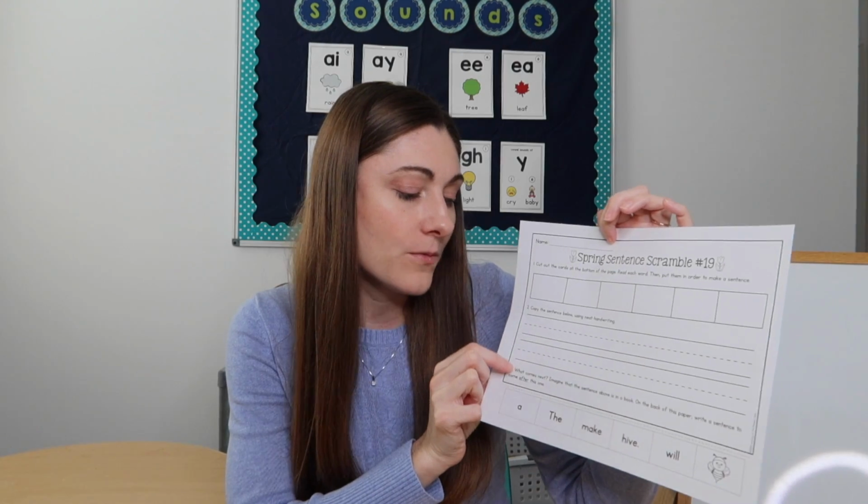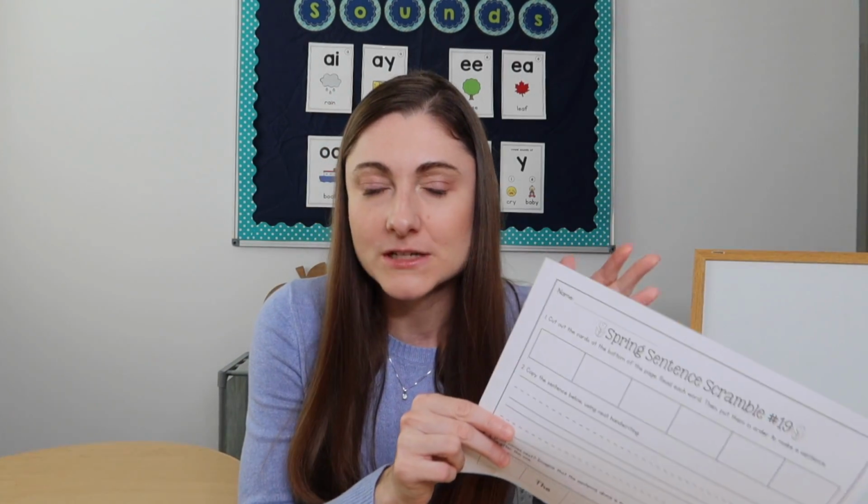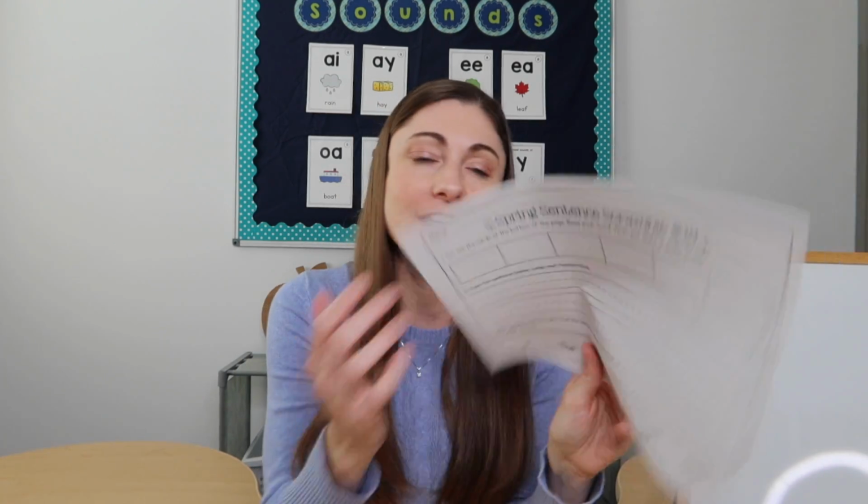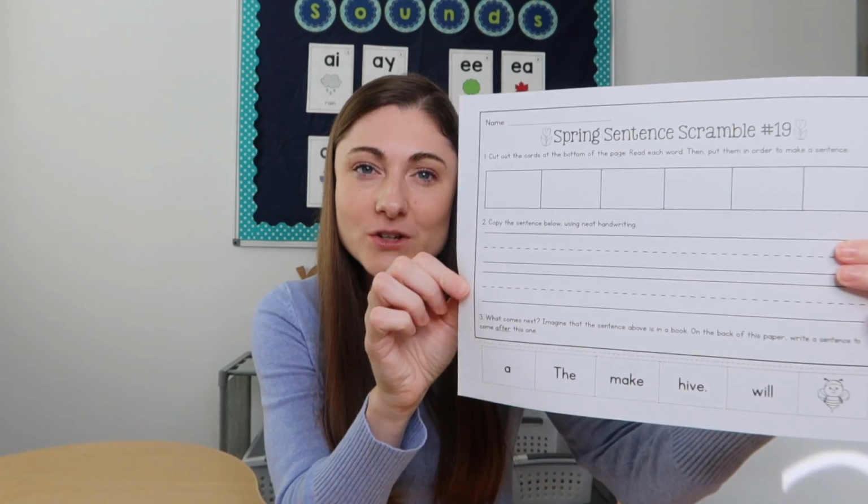They copy the sentence below, and then they write, in this example, I have it slightly differently for kindergarten and second grade. In this example, they imagine that this sentence is in a book, and then they write a sentence to come after it, and they can do that on the back. So hopefully they would be using some more silent E words in there too, but it's a great opportunity for them to read and write silent E words, and they're super fun because kids always want to figure out what the mystery sentence is.